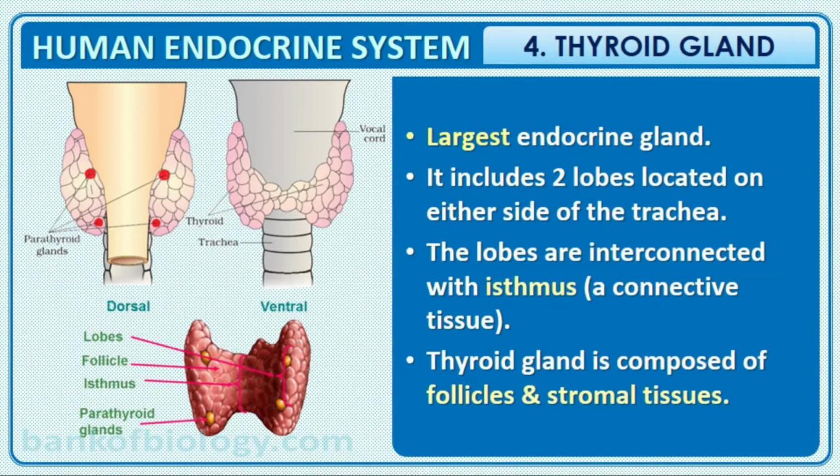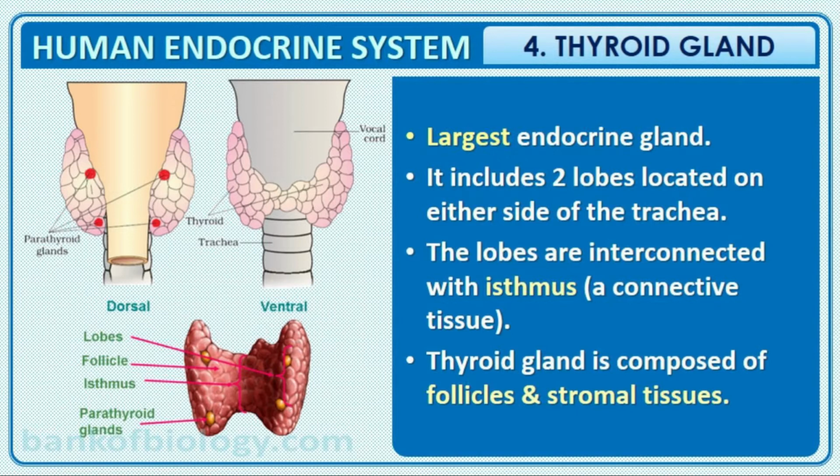It includes two lobes located on either side of the trachea. Listen here, we can see it's the trachea, our throat region, no? Yes. It includes two lobes located on either side of the trachea. The lobes are interconnected with the isthmus. This connection is known as the isthmus, a connective tissue.